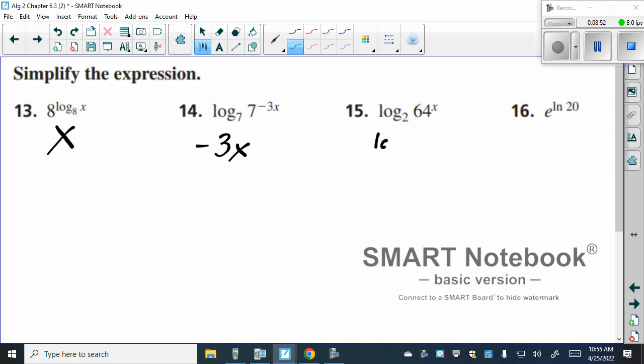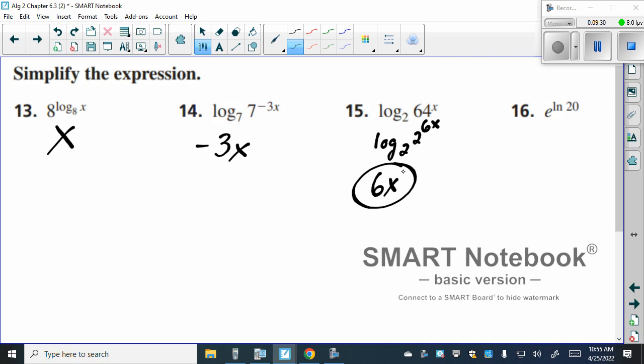Okay, well, we'll need to rewrite 64 as 2 to a power. And indeed, it would be 6. We could do that by either just doing 2 times 2 times 2 and multiplying 2 by itself until we get 64, and it would take 6 times. Or we can just try numbers, so 2 to the 5th, 2 to the 6th, 2 to the 7th, and see when we get 64. Now we have log base 2 of 2 to the 6x, and this would simplify to 6x.